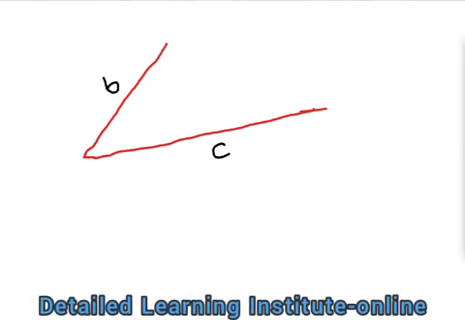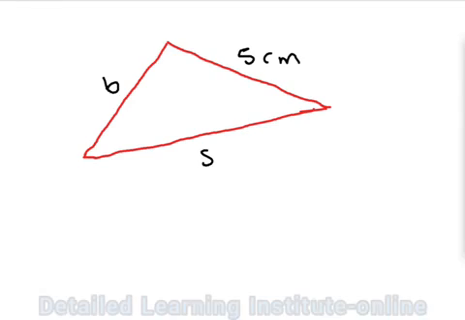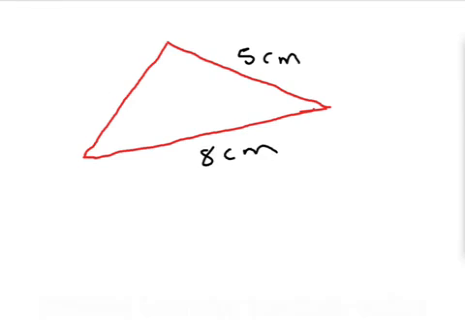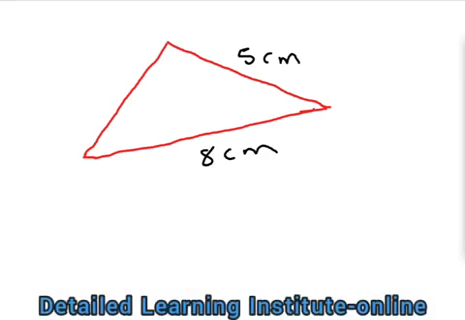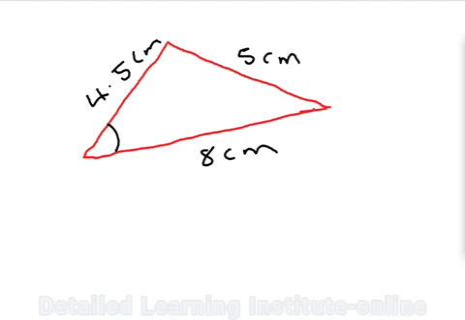Let's assume you are given side A to be 5 cm, you are given side C to be 8 cm, and you are given side B to be 4.5 cm, and then you don't have any angle, but you are expected to find one of these angles as your bearing. Yes, so you should know here that you can use the cosine rule.